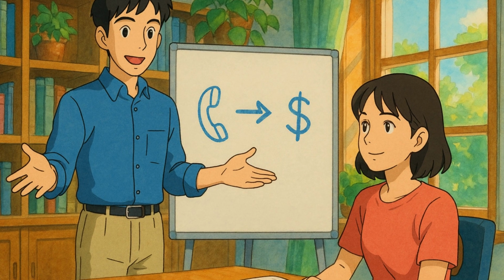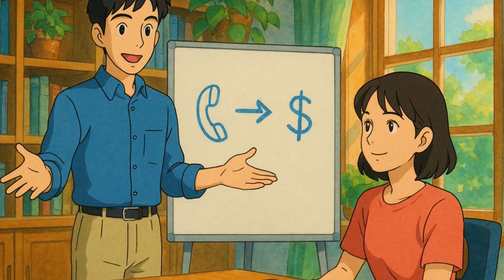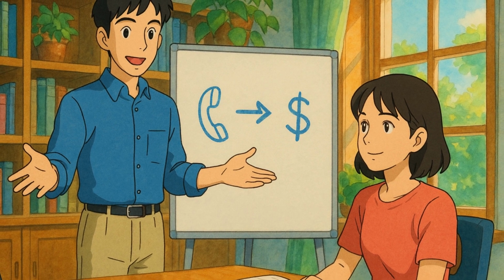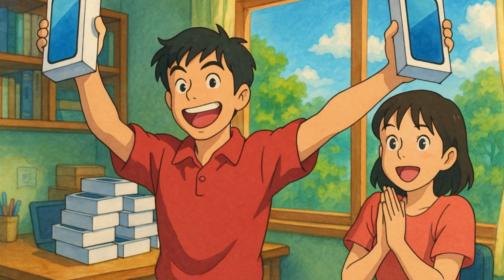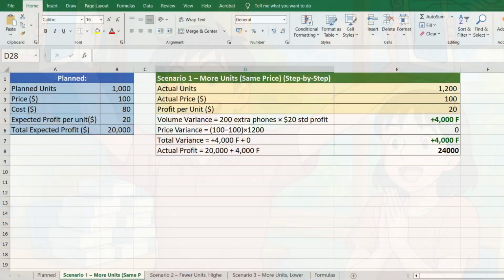Now let's look at three different situations. Each one helps us understand sales variance under absorption costing, where both fixed and variable costs are included in the unit cost. First, you sold more phones than planned. You sold 1,200 phones at the original price of $100. Each phone still gives a standard profit of $20. So, 200 extra phones times $20 profit equals $4,000 favorable sales volume variance. And because you didn't change the price, there's no sales price variance.